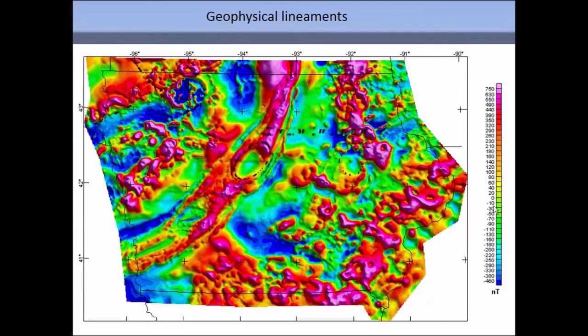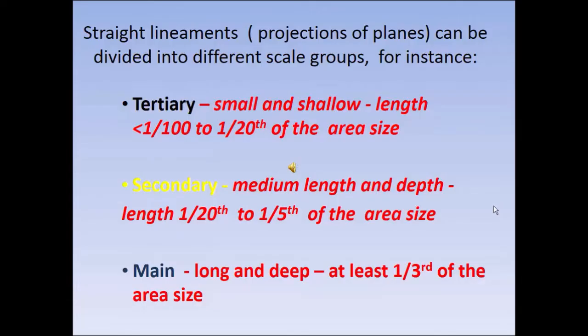Straight lineaments, projections of planes, can be divided into different scale groups according to their length and corresponding to their depth. For instance, group of tertiary lineaments, small and relatively shallow. Group of secondary lineaments, medium length and depth. Group of main lineaments, long and deep. Such division is project area dependent.